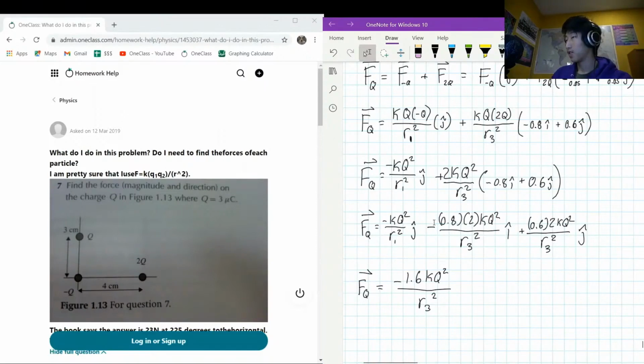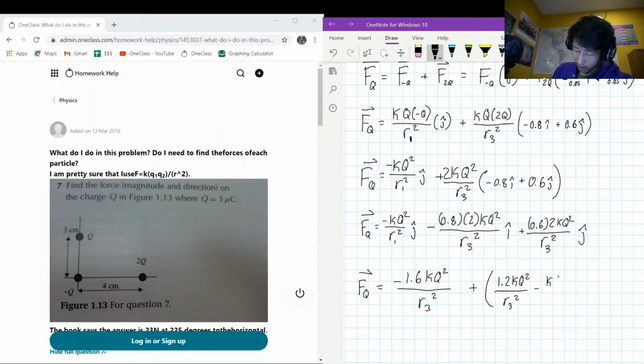Okay, let's collect our J terms. So we're going to have plus 1.2 kQ squared over R3 squared minus kQ squared over R1 squared, also in the J direction.